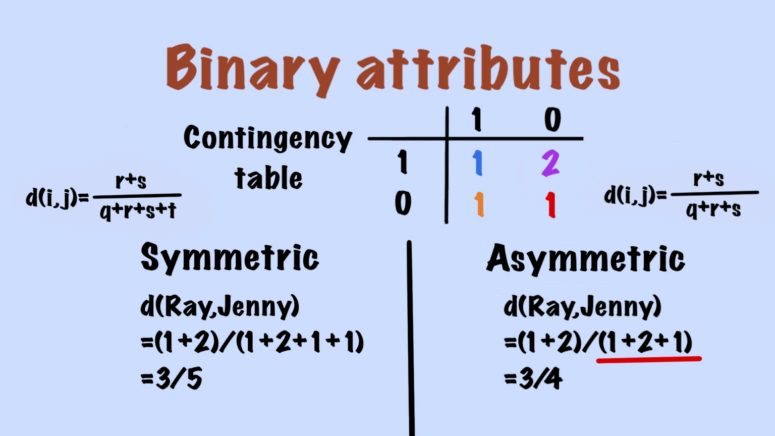We then try to solve the dissimilarity for asymmetric binary data. The dissimilarity between Ray and Jenny is 1 plus 2 divided by 1 plus 2 plus 1, where we remove the 0 match. So the answer is 3/4. The Jaccard coefficient is the asymmetric similarity. It's just 1 minus this asymmetric dissimilarity 3/4. So the Jaccard coefficient is 1/4.